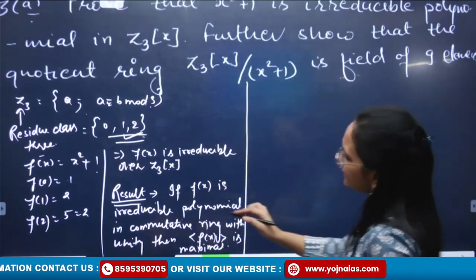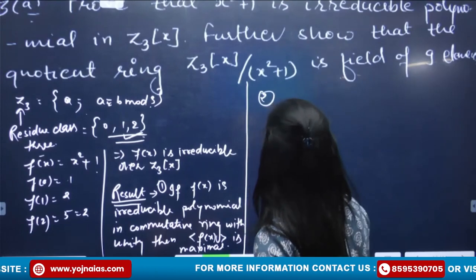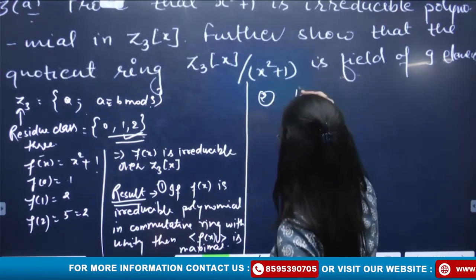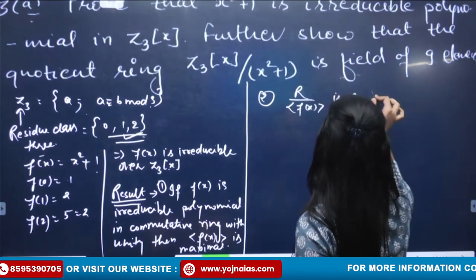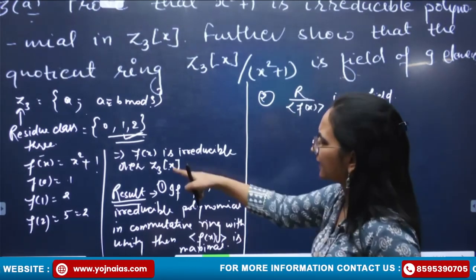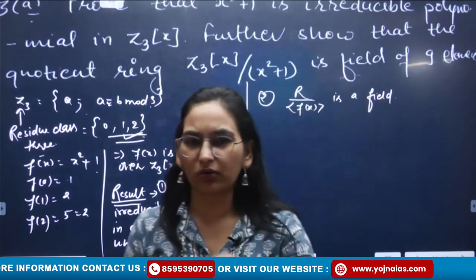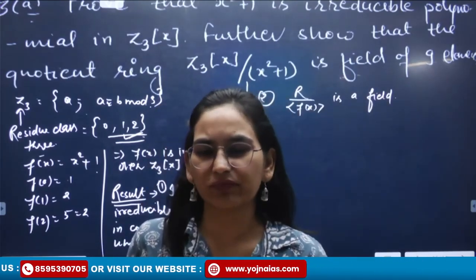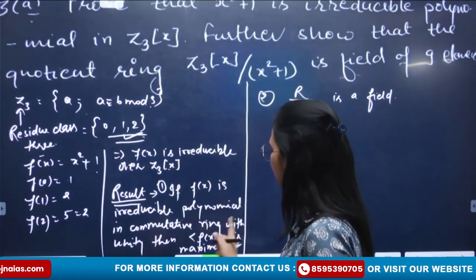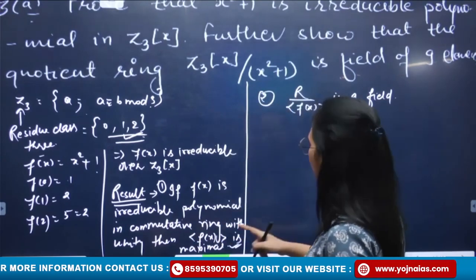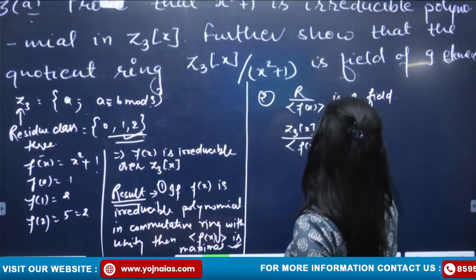This is the first result, and the second result says that if you have a maximal ideal over a commutative ring with unity, then the ring modulo the maximal ideal is a field. So we know Z3[x] is a ring. I had said that this is a ring. And this ring is commutative because 0, 1, 2 commute with each other. Along with that, it has unity. One is the unity element of this ring. So the ideal generated by f(x) is going to be maximal. And as soon as this is maximal, then we will say Z3[x] over <f(x)> is a field.